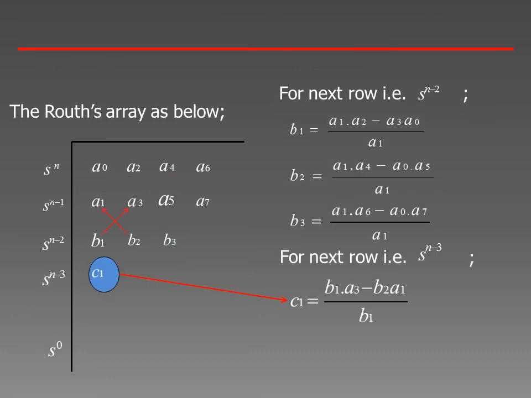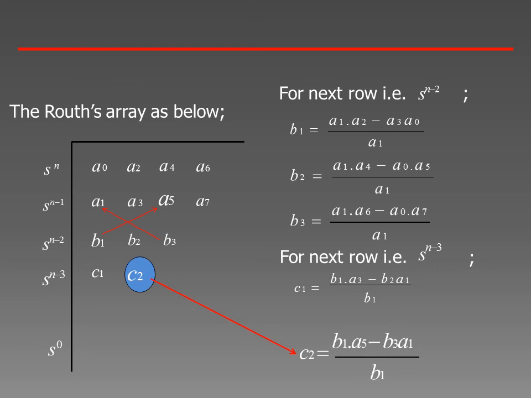Next, c1. So next row. c1 is equal to b1 into a3 minus b2 into a1, divided by b1. c2 is equal to b1 into a5 minus b3 into a1, divided by b1.